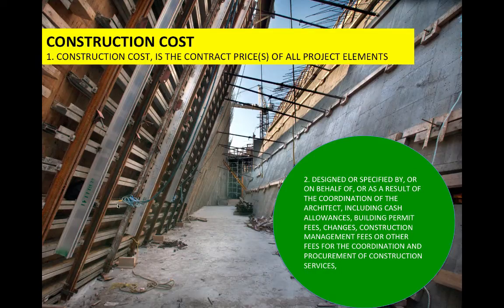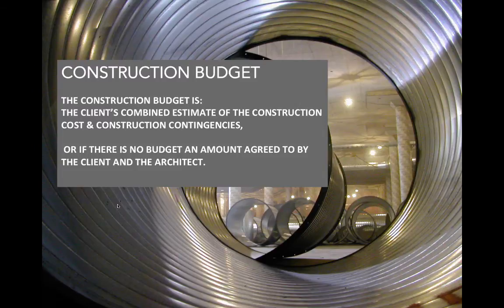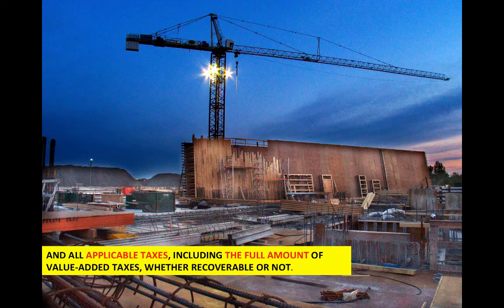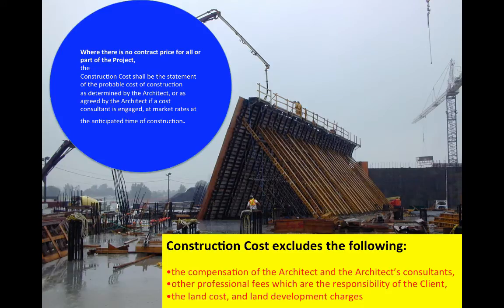Construction cost, as opposed to the construction budget, is the contract prices of all project elements designed or specified on behalf of the client as a result of our coordination, including cash allowances, building permits, changes, construction management fees, other fees, the coordination, procurement of construction services, and all applicable taxes. It goes on to say that where there's no contract price, the construction cost should be the statement of probable cost as determined by the architect.